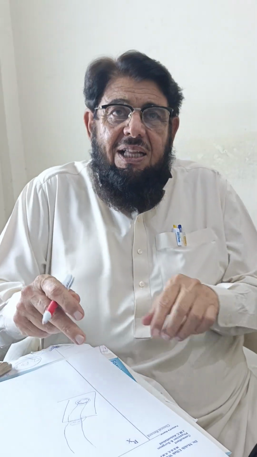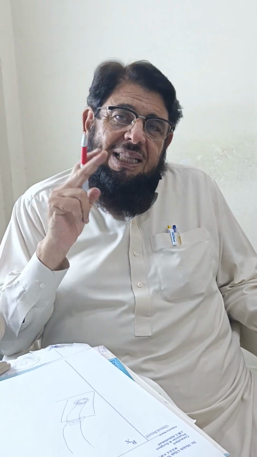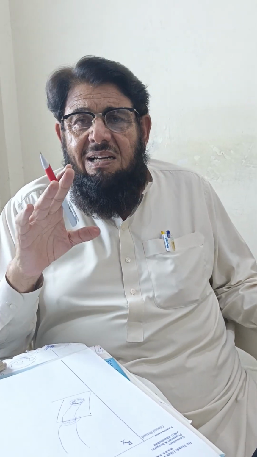The upper end of the GIT, that is the upper end of the esophagus, is supplied by somatic nerve and has skeletal muscles. The lower end of the GIT, that is the distal part of the anal canal, is also supplied by somatic nerve, and also has skeletal or striated muscles.